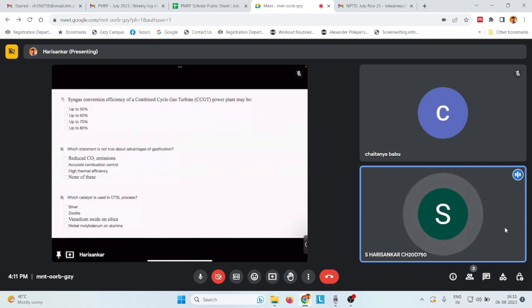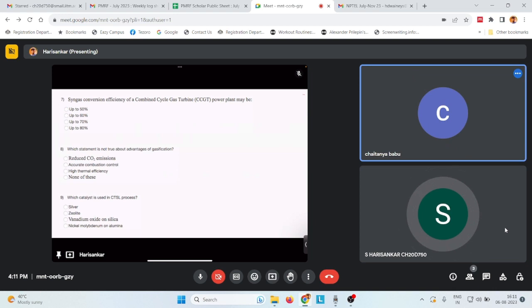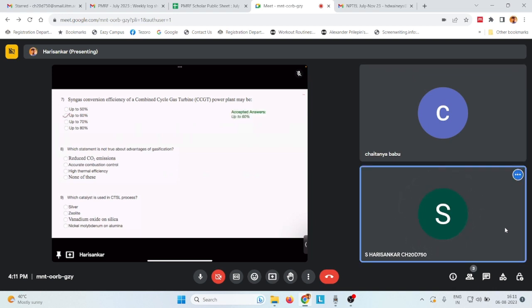So just a few more questions with regards to this process. The syngas conversion efficiency of a combined cycle gas turbine power plant may be, I think, up to 60. For a single cycle it was, I think, 30 to 40, and for combined cycle it was up to 60.